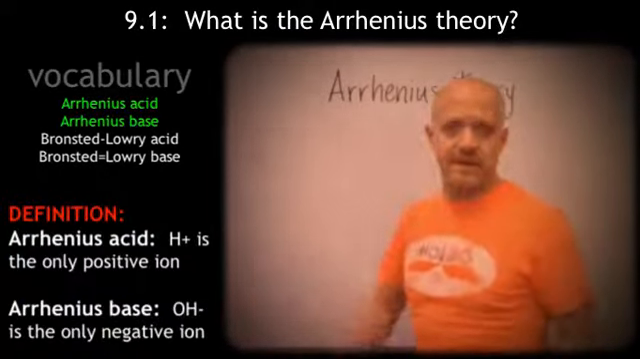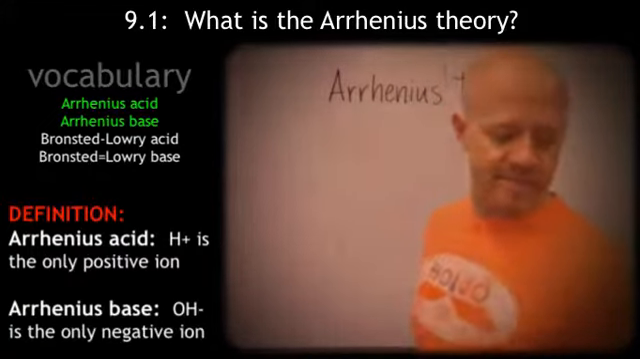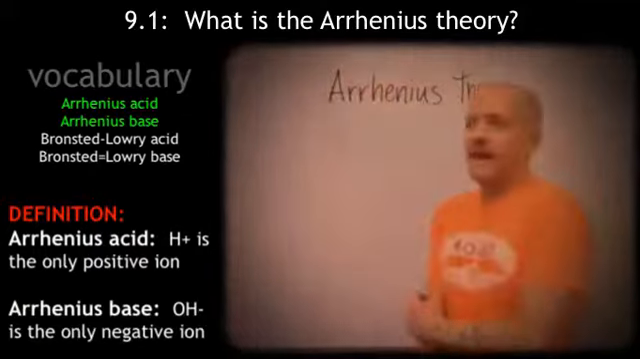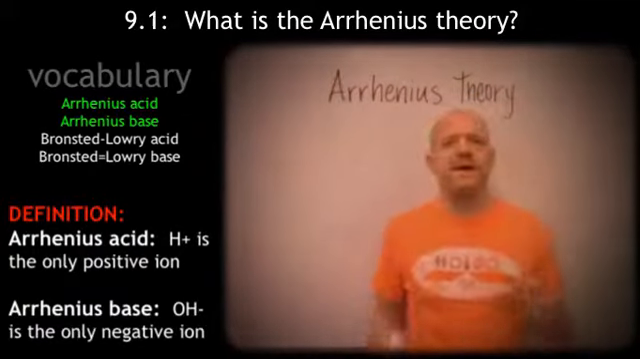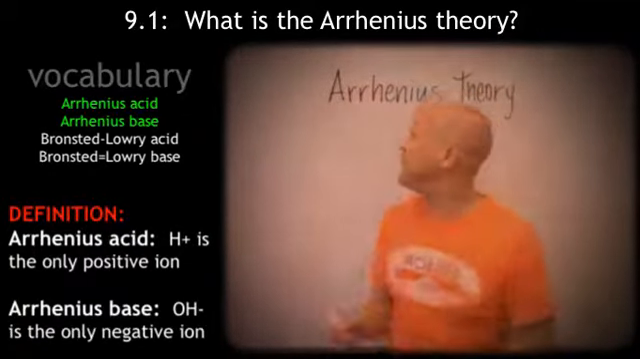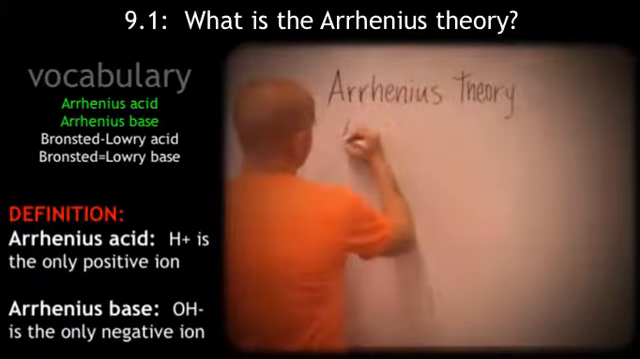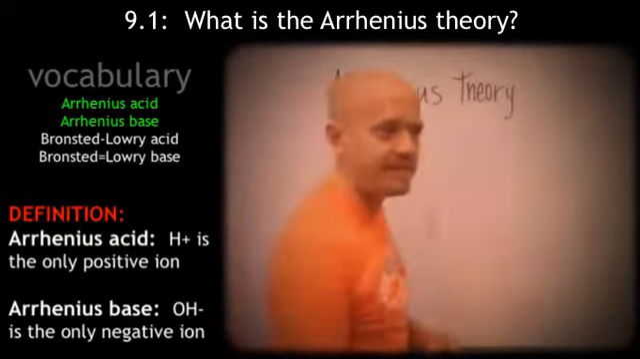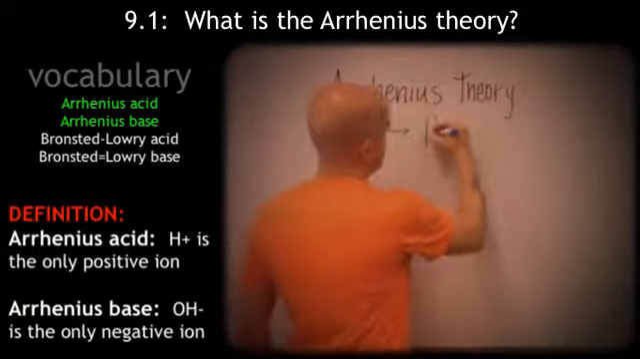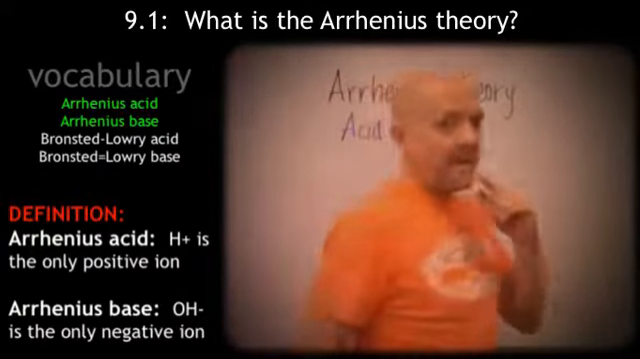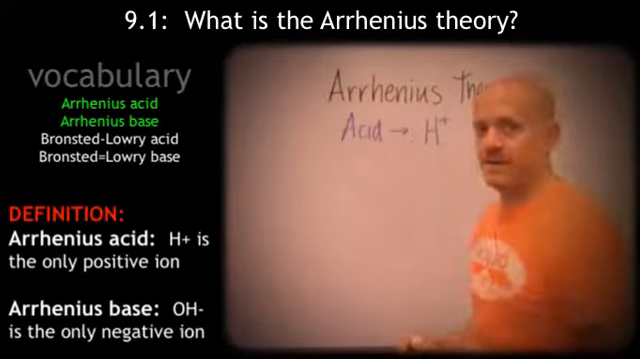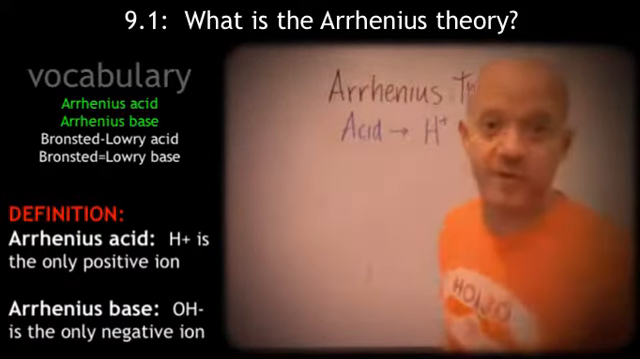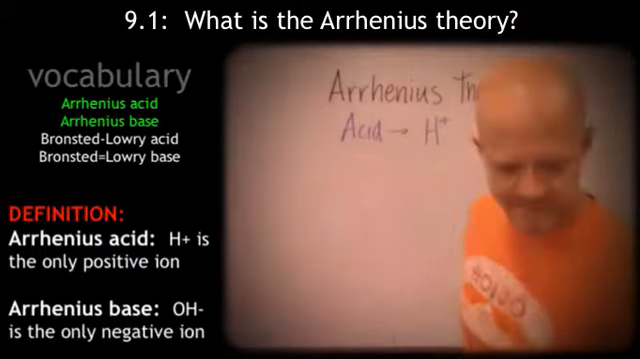We have the Arrhenius theory. The Arrhenius theory basically describes the behavior of acids and bases, and it has to do with positive ions. So in an Arrhenius acid, the only positive ion is the hydrogen ion, which is also, coincidentally, the symbol for a proton. Think about this.